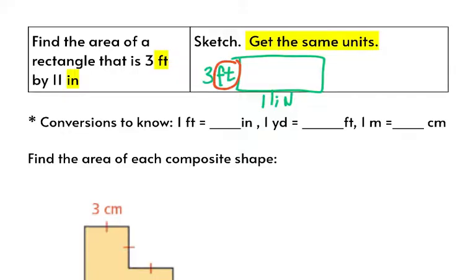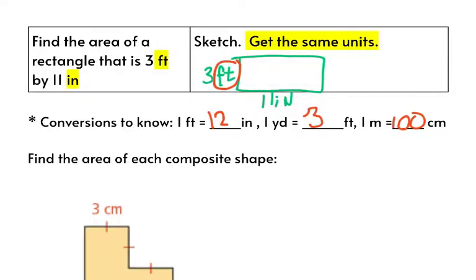So my 3 feet, how many inches is it? Well, you should know, but we'll put it on here just in case. That there's 12 inches in a foot. You should know that there's 3 feet in a yard. And 100 centimeters in a meter. And if anything else pops up that we need, we can just add it later. But that should get us through what we need for now.